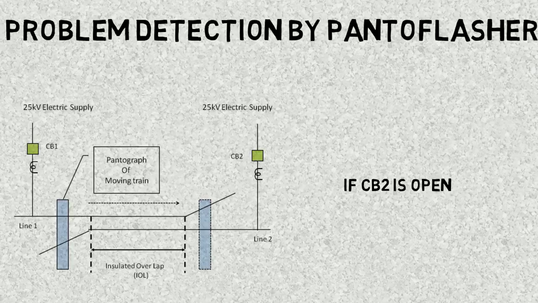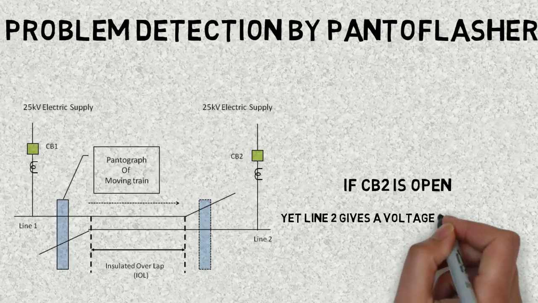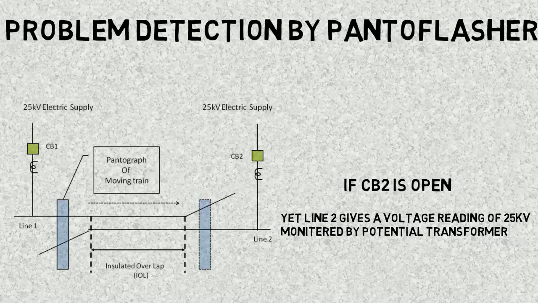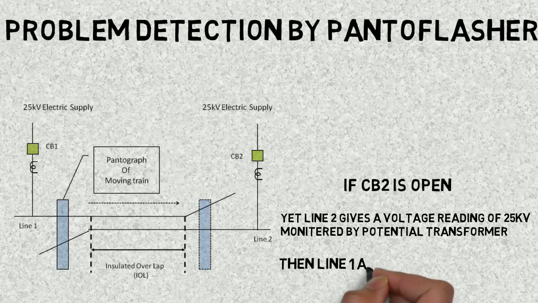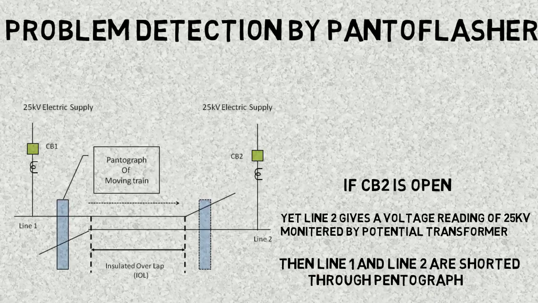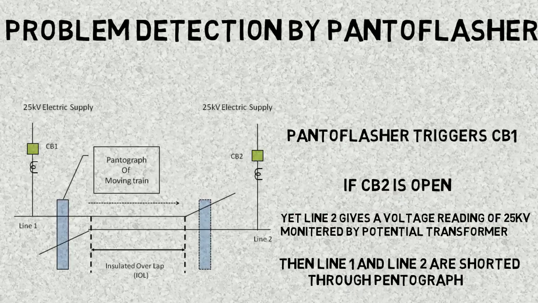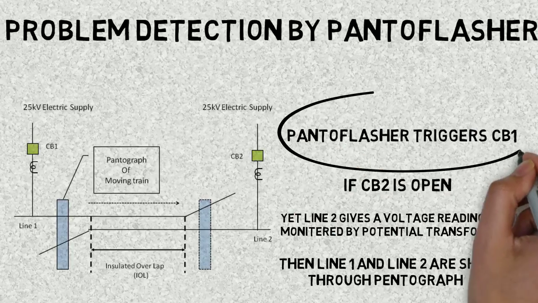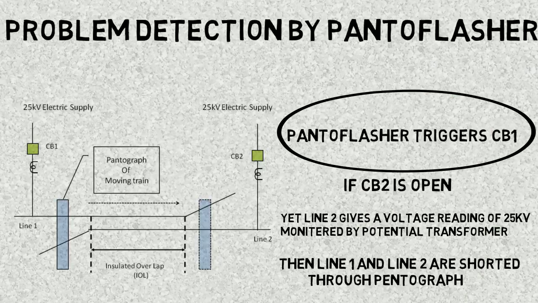if CB2 is open, yet line 2 gives a voltage reading of 25 kV, which is monitored by the potential transformer, then the panto flashover relay comes to know that though CB2 is open, both the lines are shorted because of the pantograph of the train, and when the train leaves, there will occur a problem. So before the train leaves the insulated overlap section, the panto flashover relay triggers CB1, which opens circuit breaker 1 and prevents the burning of the pantograph of the railway.